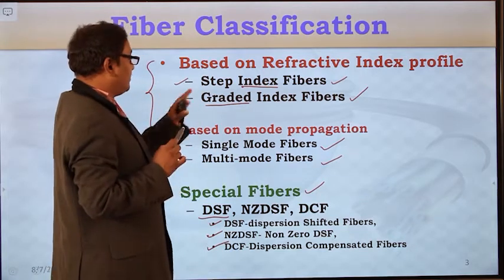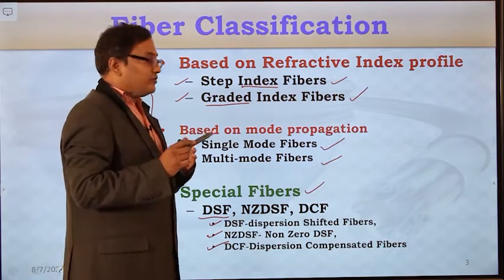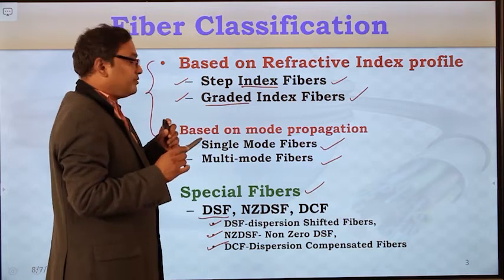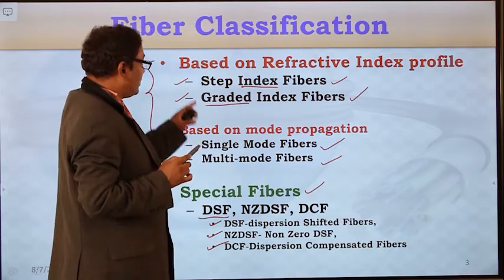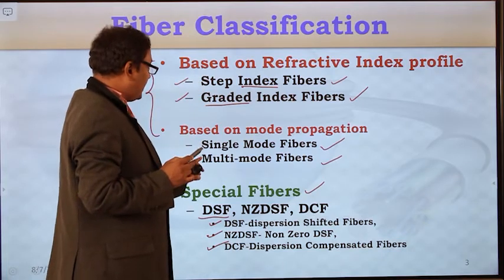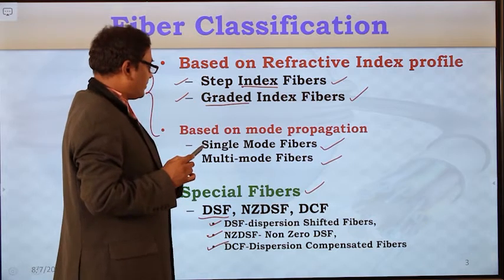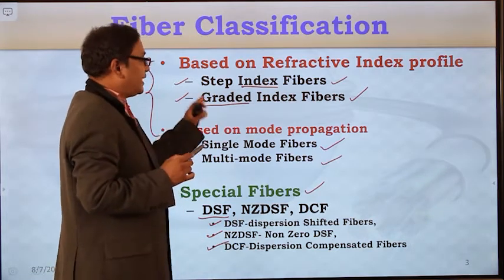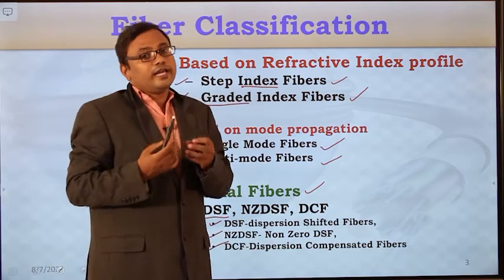So based on this, we can classify the fibers of majorly four types: single mode step index fiber, multi-mode step index fiber, single mode graded index fiber, and multi-mode graded index fiber. So about these four different types we are going to learn now.